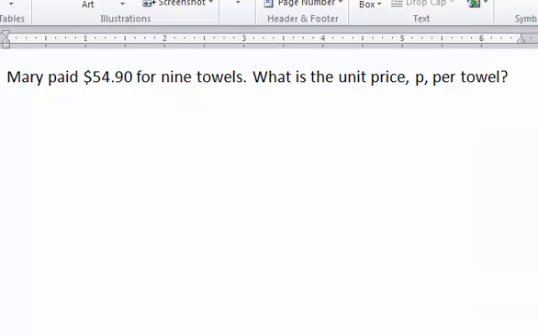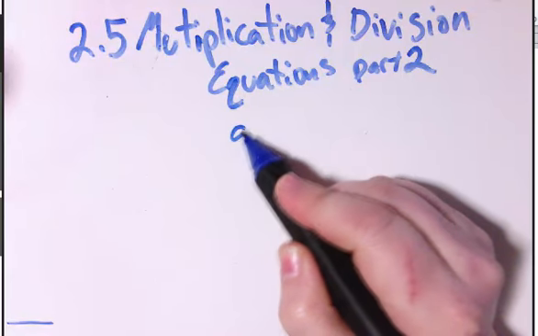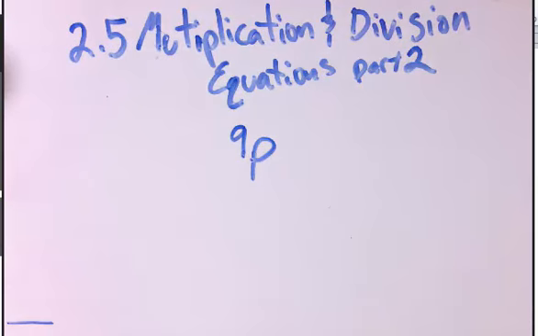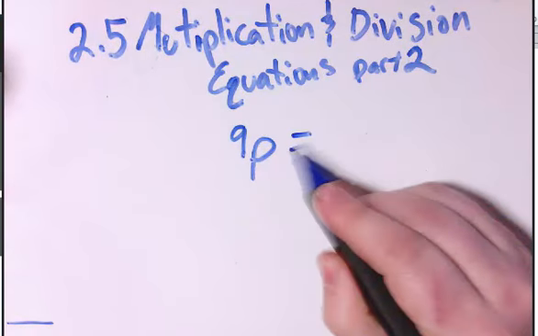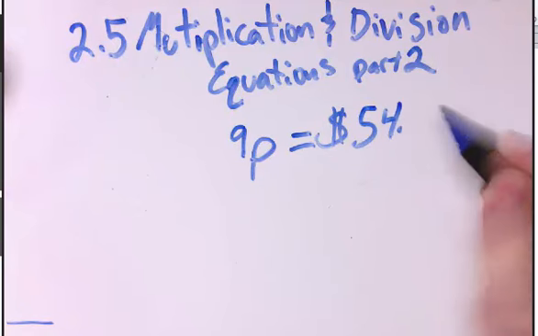So our first story problem is going to be Mary paid $54.90 for 9 towels. We want to know the unit price per towel. So first thing we're going to do is start off by writing out an equation. So we know that she bought 9 towels at a certain price, so unit price P, and we know that she spent a total of $54.90.